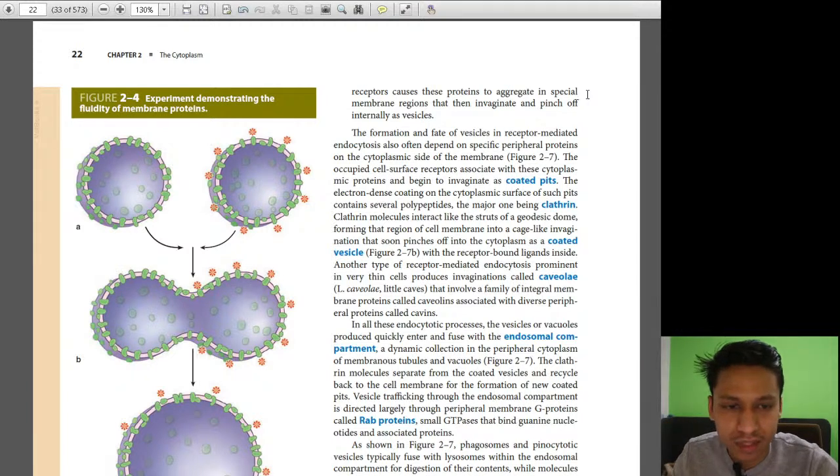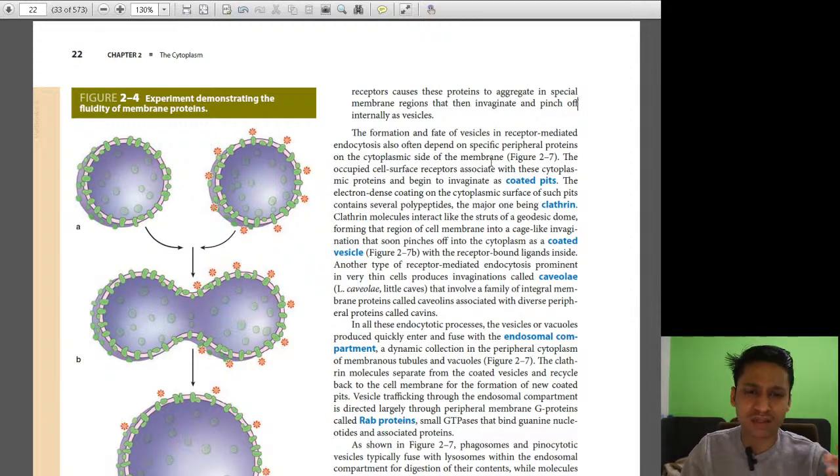Again, the formation and fate of vesicles in receptor mediated endocytosis also often depends on specific peripheral proteins on the cytoplasmic side of the membrane. So as I said, the fate of the protein hormone that came depends on what type of plasma membrane protein it goes to. And if it's a receptor, the protein hormone will get engulfed in the vesicle.